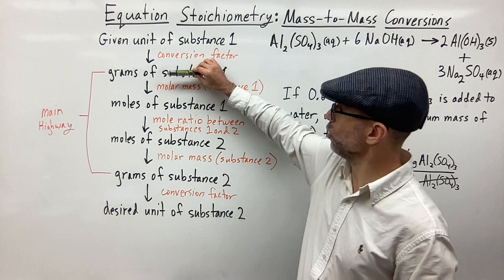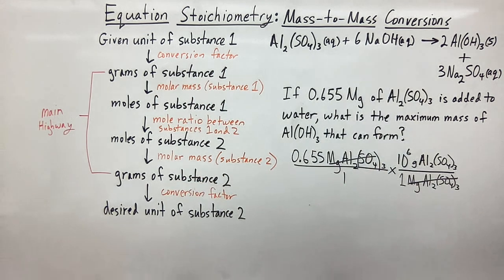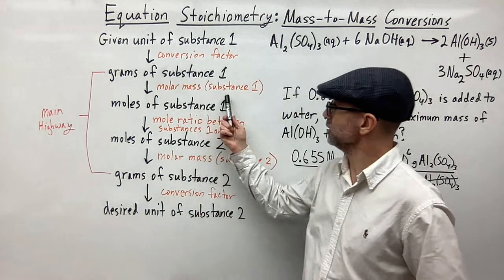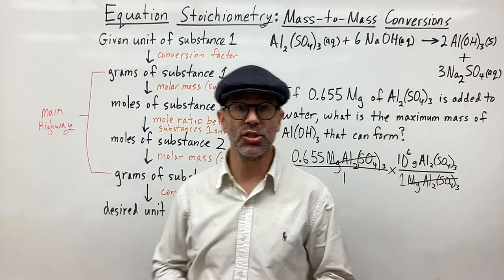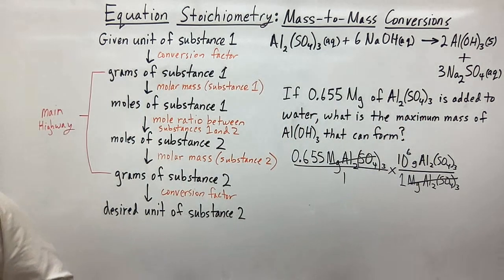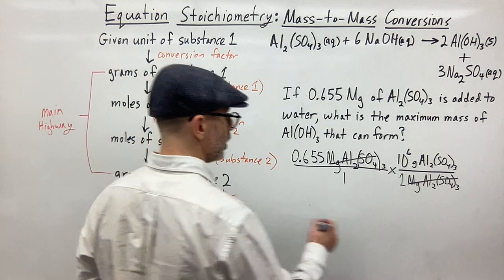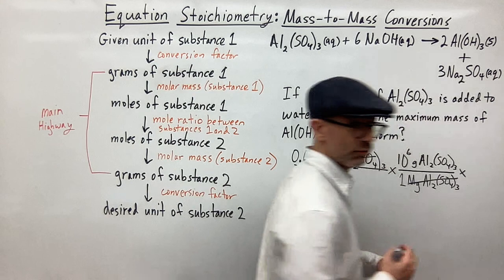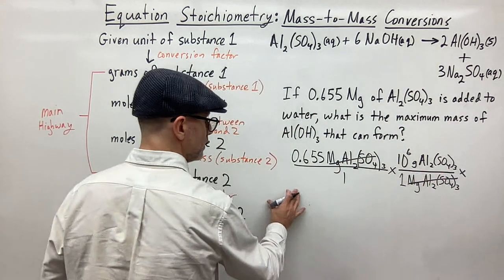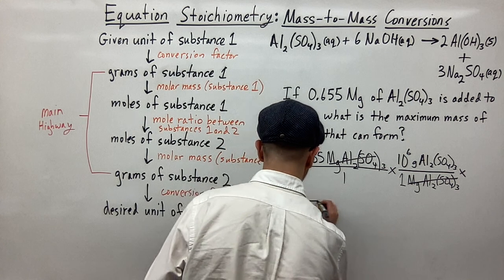So now I'm going to go from grams to moles. I need to use the molar mass of substance 1 to do this. So I calculate the molar mass of substance 1, and the molar mass is 342.154. I'm going to continue down here. The next thing I'm going to convert by is the molar mass, so I'm going to put that here.